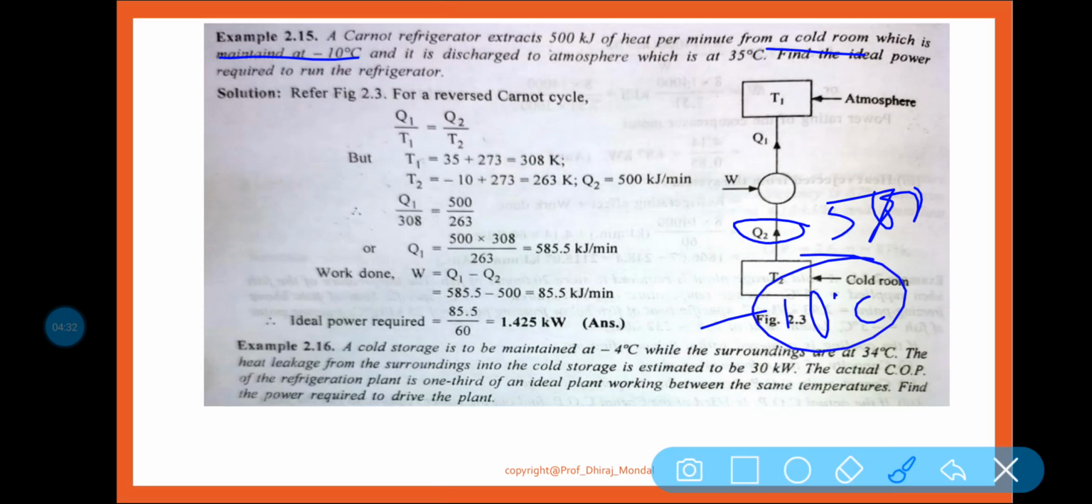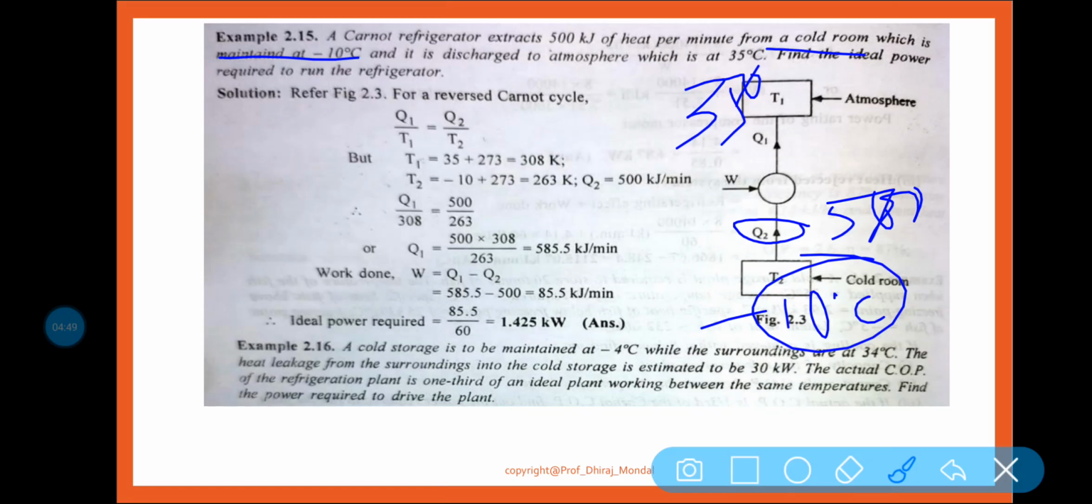And it is discharged to the atmosphere which is at 35 degrees centigrade. This temperature is given, 35 degrees. Find the ideal power required to run the refrigerator.